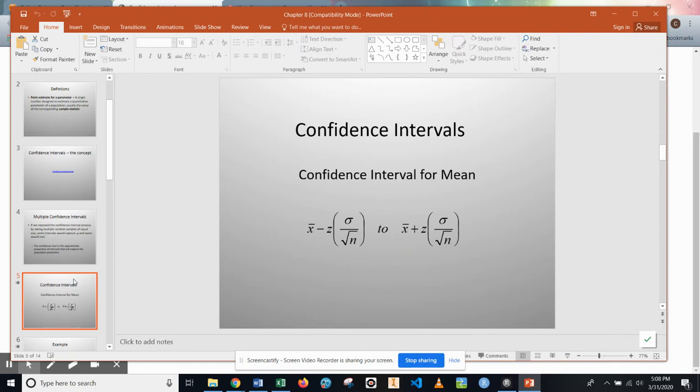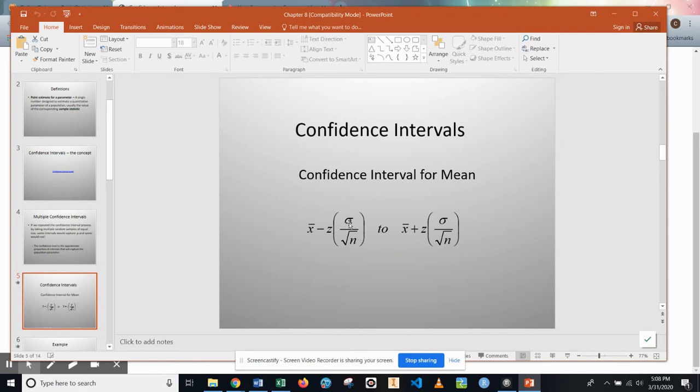So this is a formula. A couple things I'm going to point out. You'll notice that the only difference between these two parts is one's a minus and one's a plus. X bar, you should know what that is. That's the sample mean. In most situations, you'll be given the sample mean.